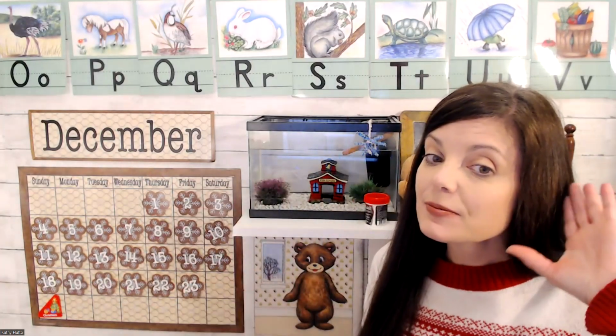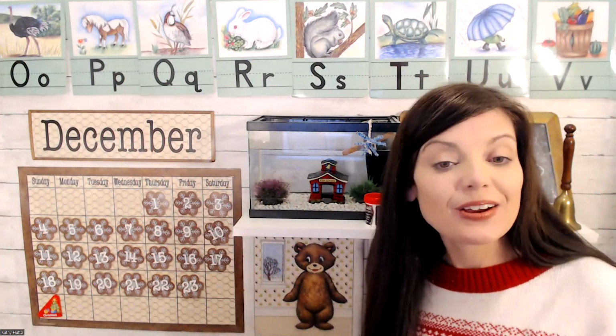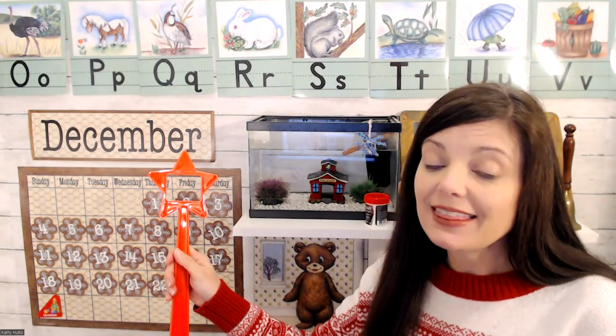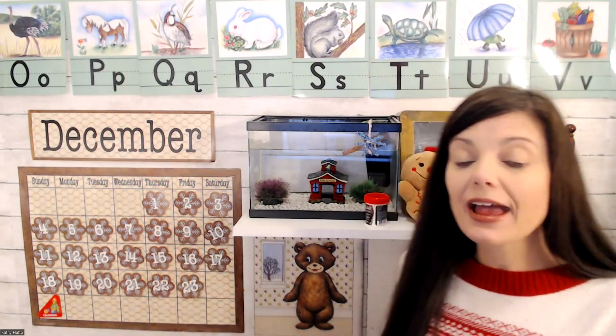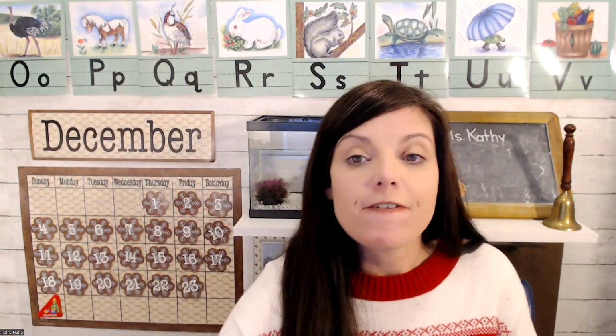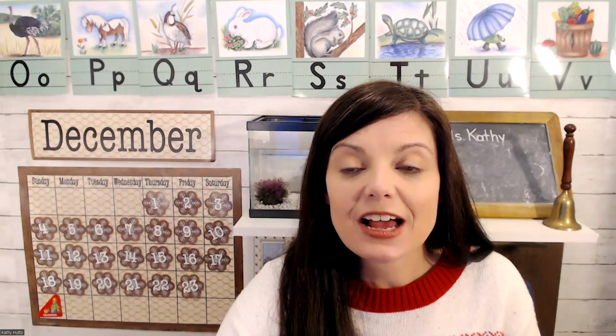What's today's date? December 23rd. And if you go up to the top, you can see that the day of the week starts with the letter F. So what day is it today? Today is Friday. Today is Friday. Let's sing our Days of the Week song.